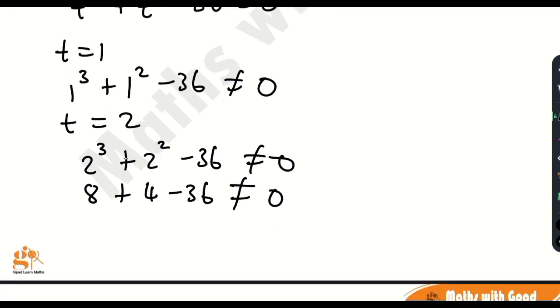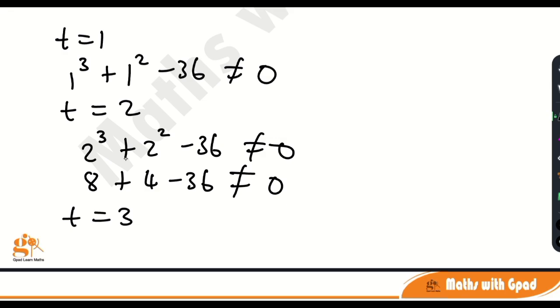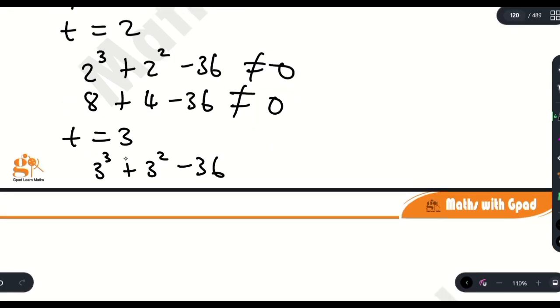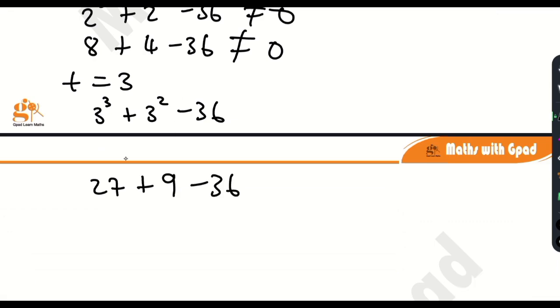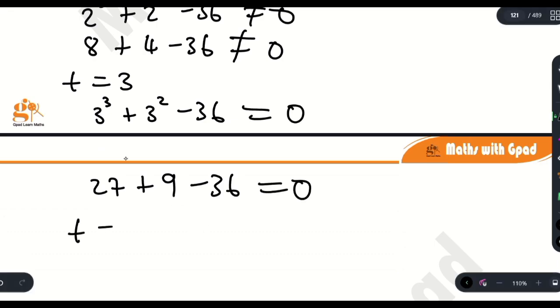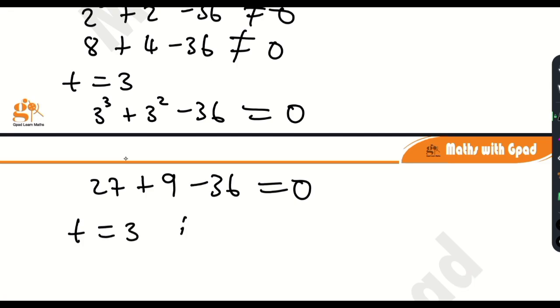Let's try t is equal to 3. Let's see what that will give us. So that would be 3 raised to the power of 3 plus 3 raised to the power of 2 minus 36. Will this give us 0? Let's see. 3 raised to the power of 3 is 27, and 3 raised to the power of 2 is 9, minus 36. 27 plus 9 is what? 36. Oh yes, this is equal to 0. So it means that t is equal to 3 is a solution.